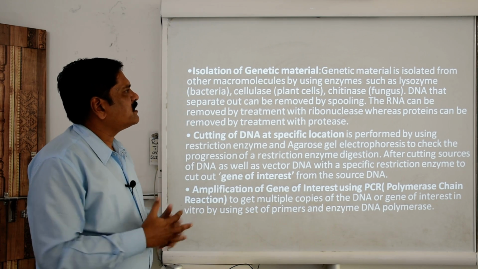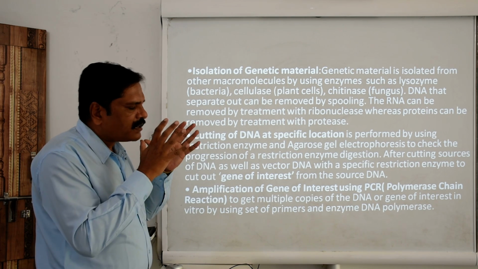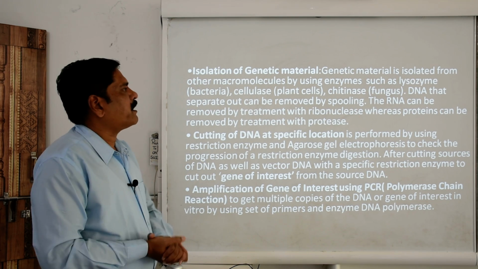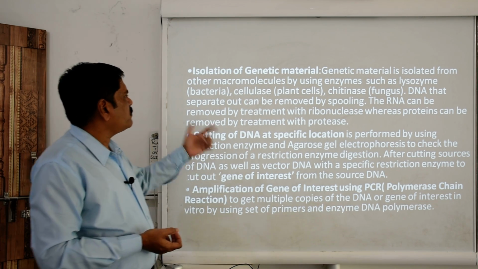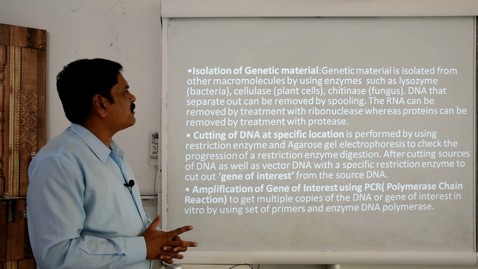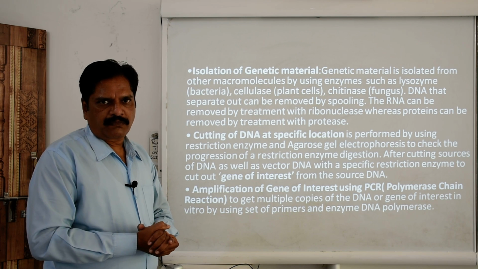Okay, and this spooling is the extraction of the thing that we needed, while the rest remains as the spare part. Okay, so the RNA can be removed by treatment with ribonuclease, whereas the proteins can be removed by treatment with protease enzyme. Clear?